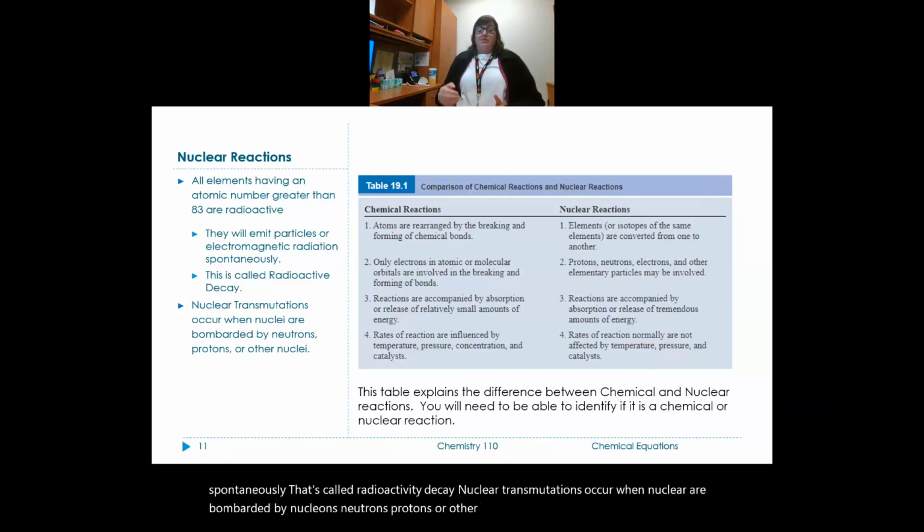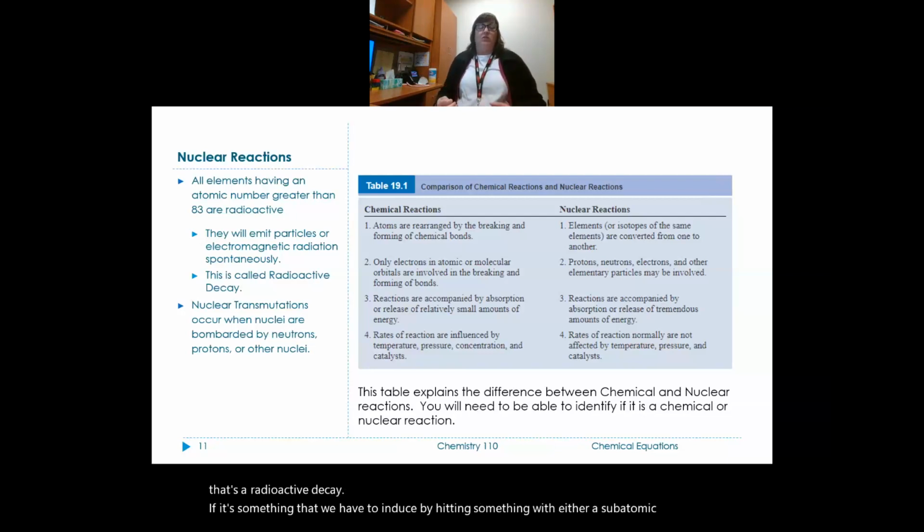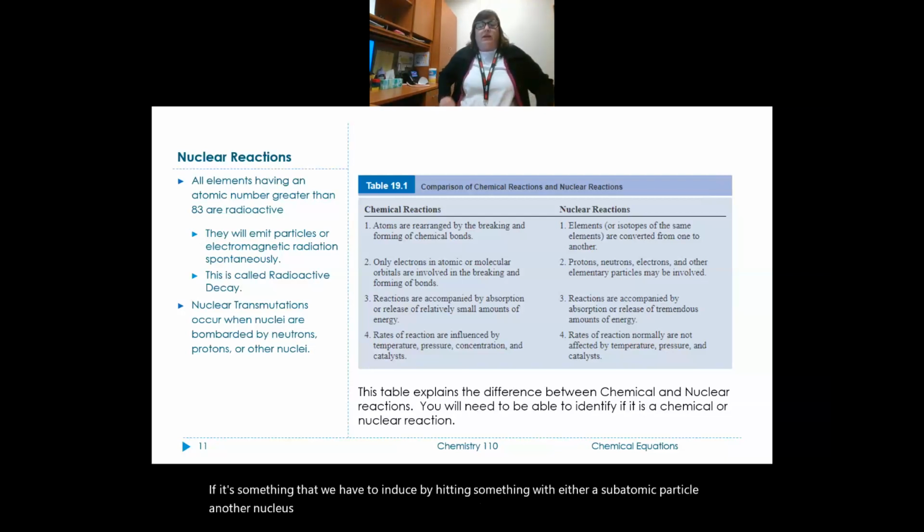So if it happens spontaneously, that's a radioactive decay. If it's something that we have to induce by hitting something with a subatomic particle, another nucleus, or some other atom, then that's what we call nuclear transmutation. Okay.